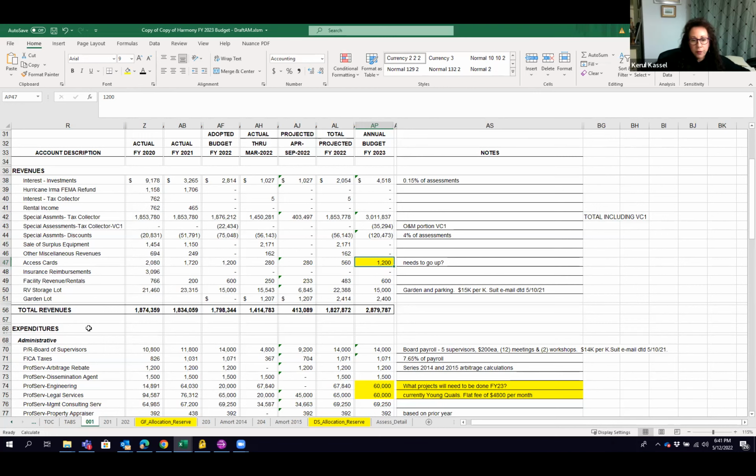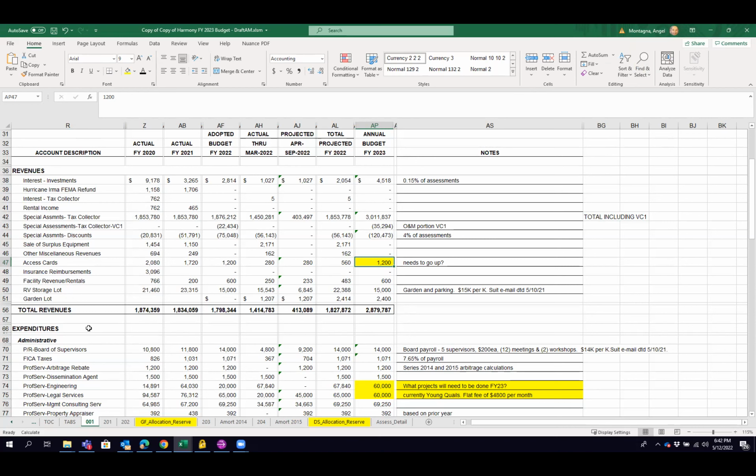I have one more question on the RV storage lot. Near the end of the last board meeting, I believe what I heard was that not only were we assessing whether to move forward with expanding the lot, but we also were in a quandary because the existing lot is not permitted by the county and they're going to make us shut it down. When I saw this RV storage lot revenue line, I wondered whether we could depend on that revenue. Also, I'm not sure why the notes say garden and parking 15K per K.